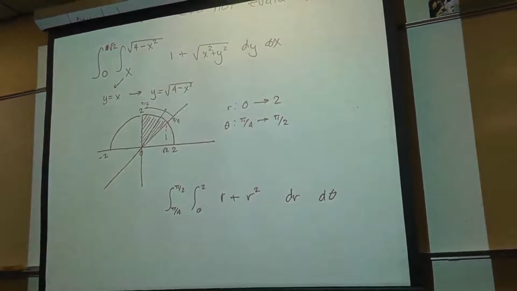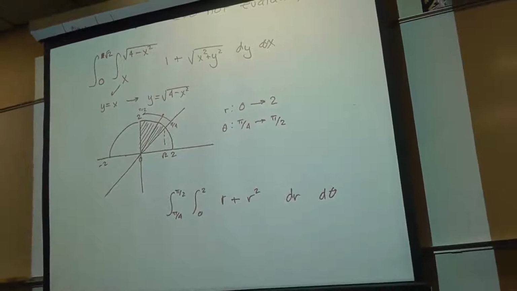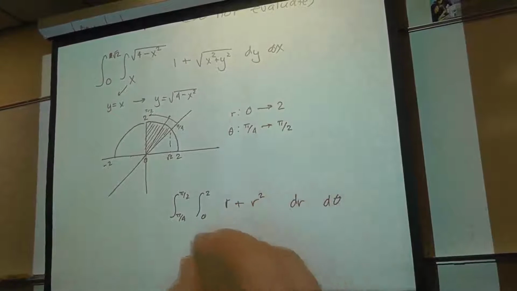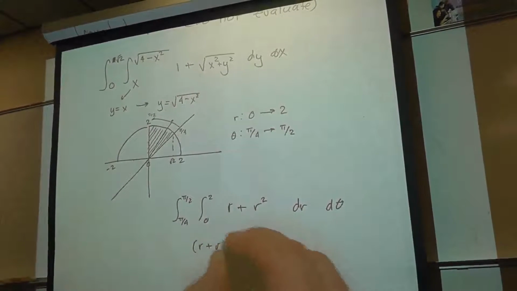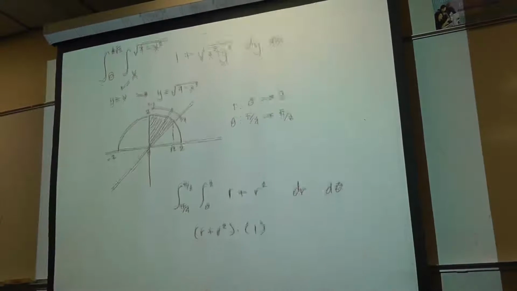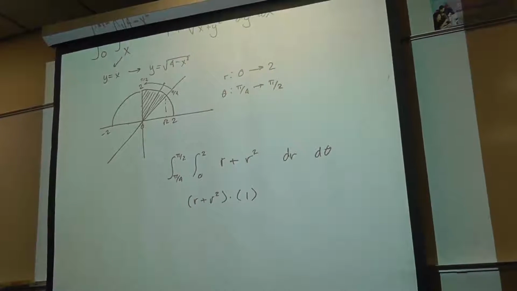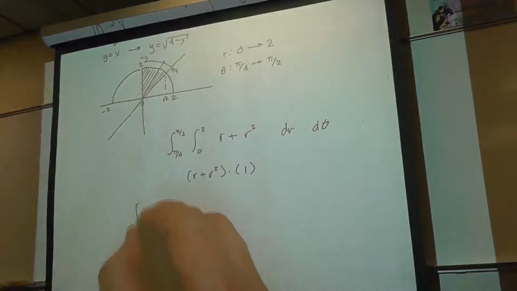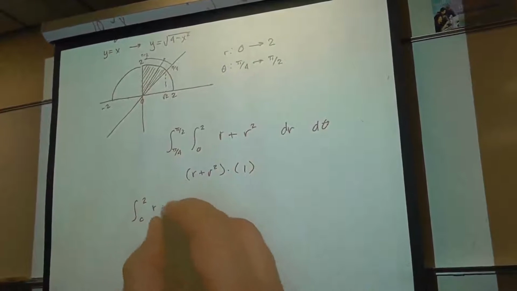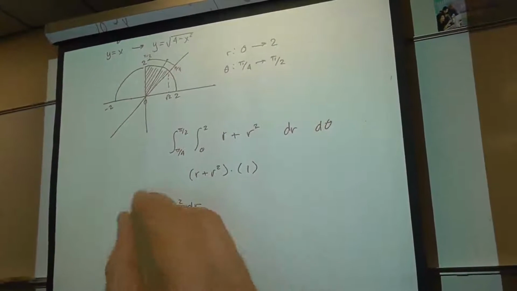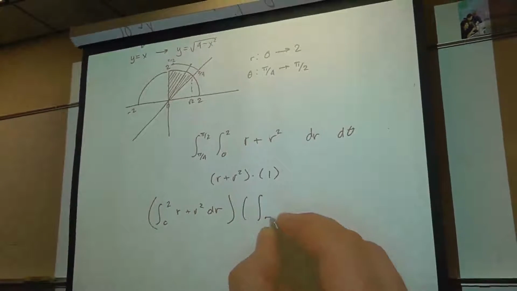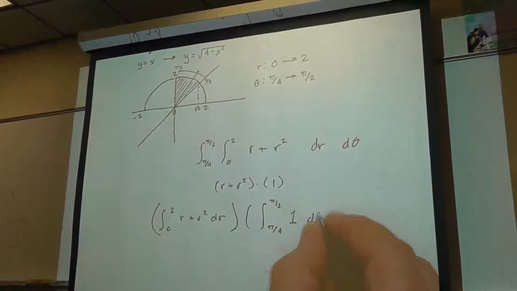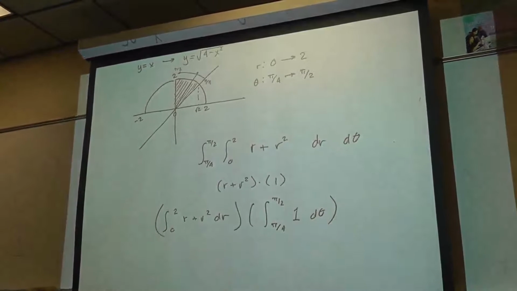Convert it to polar, no problem. And the other one that we did, if you can factor this, technically you can factor this as a function of r times a function of theta. It's lame, but if you want to think of 1 as the function of theta, and you're integrating over constant limits, you can integrate from 0 to 2 for r plus r squared, and then just integrate from pi over 4 to pi over 2 for 1 d theta, and then multiply those two results together.